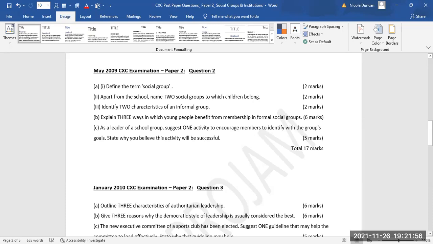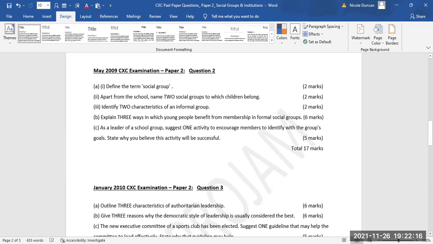Another way we could state the definition of social group, we could say any number of persons, two or more, with similar norms, values, goals, expectations, who interact together on a continuous basis. Okay? So that would be a social group. Now we're going to the second part.